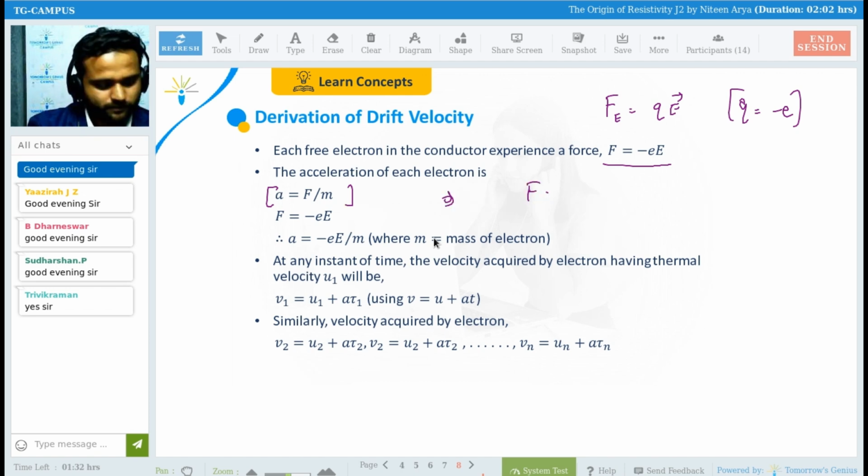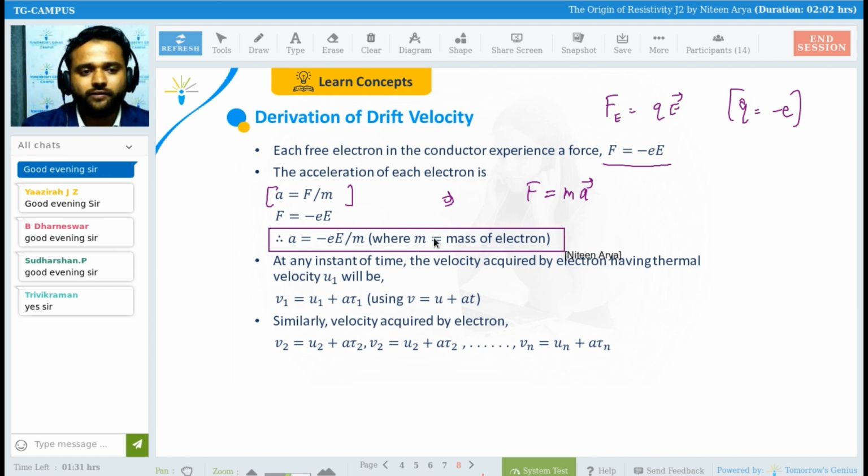Force equals mass into acceleration. So from this relation, acceleration is F by m, and we have force here equal to minus eE. Minus e is the charge on an electron, E is the electric field. Therefore, this is going to be the acceleration, where m is the mass of the electron.